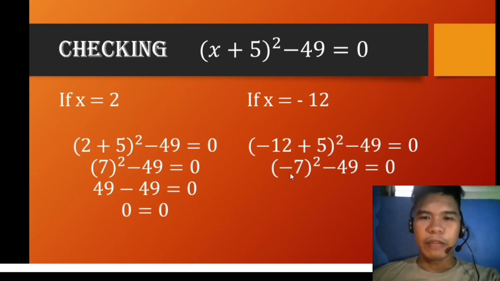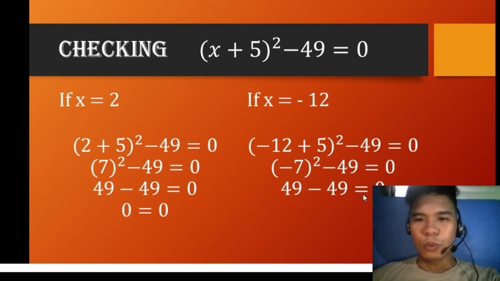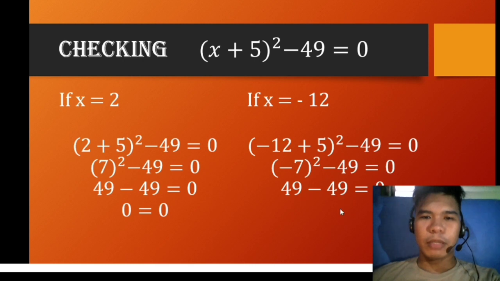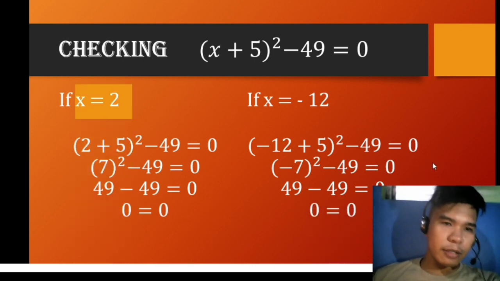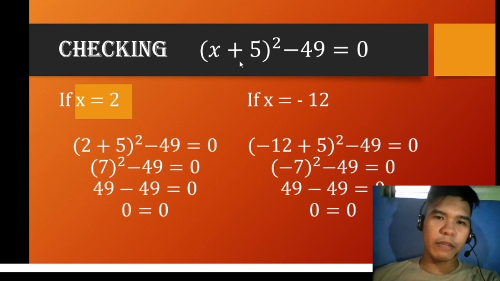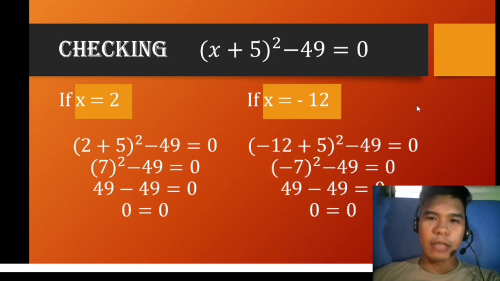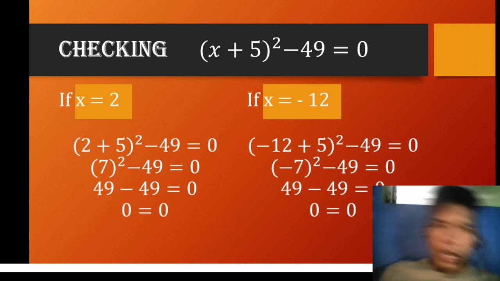So negative 7 times negative 7 here now is positive 49 minus 49 equal to 0. So 49 minus 49 is 0 equal to 0. So therefore, x is equal to 2 satisfies the given equation. Also, x equal to negative 12 satisfies the given equation.